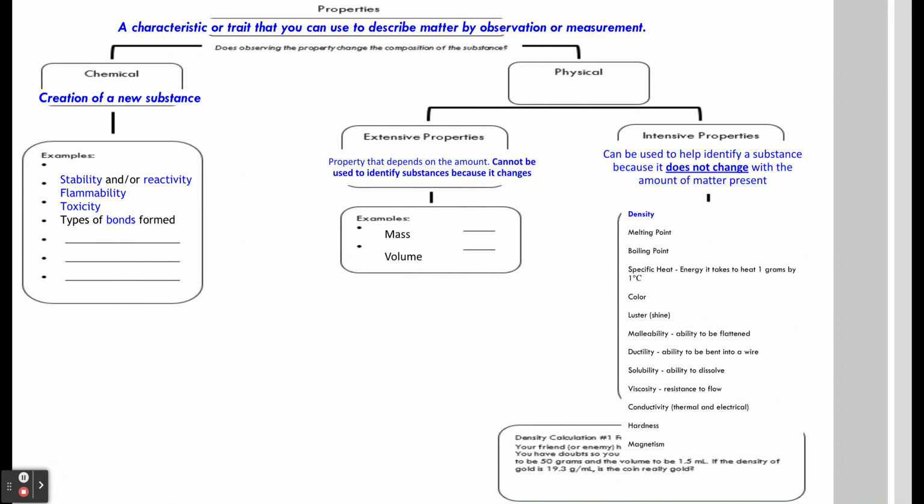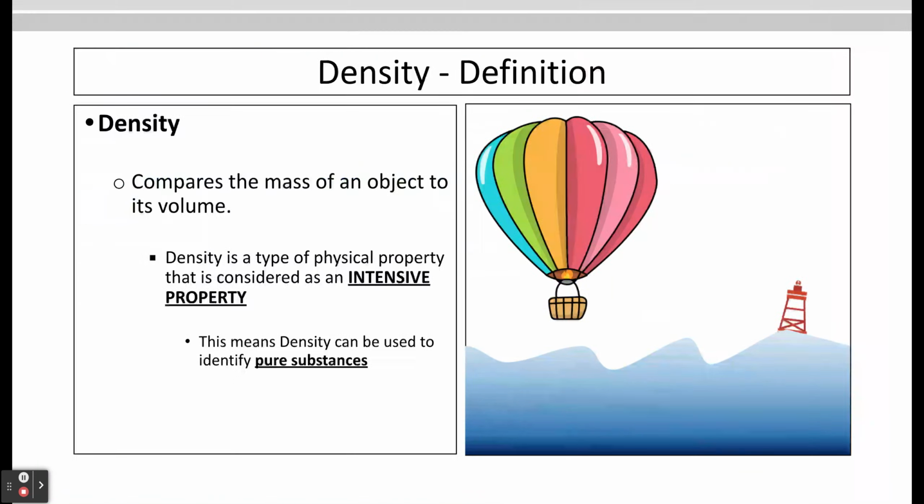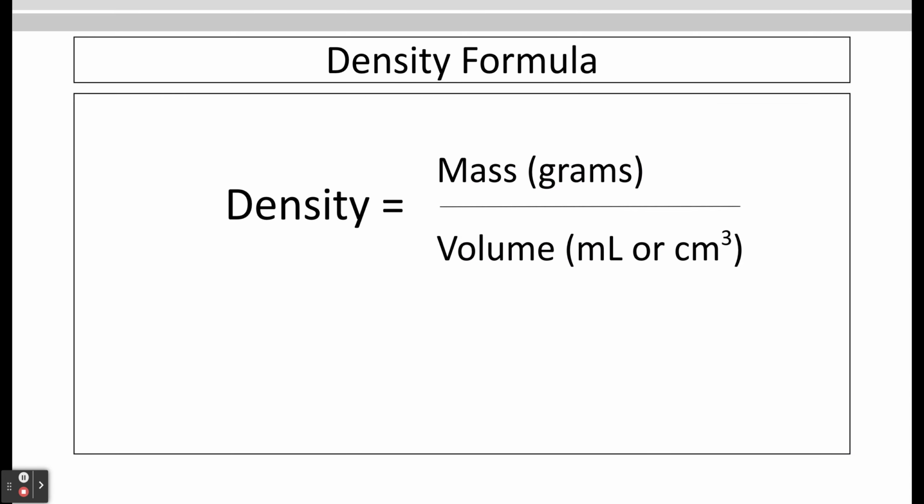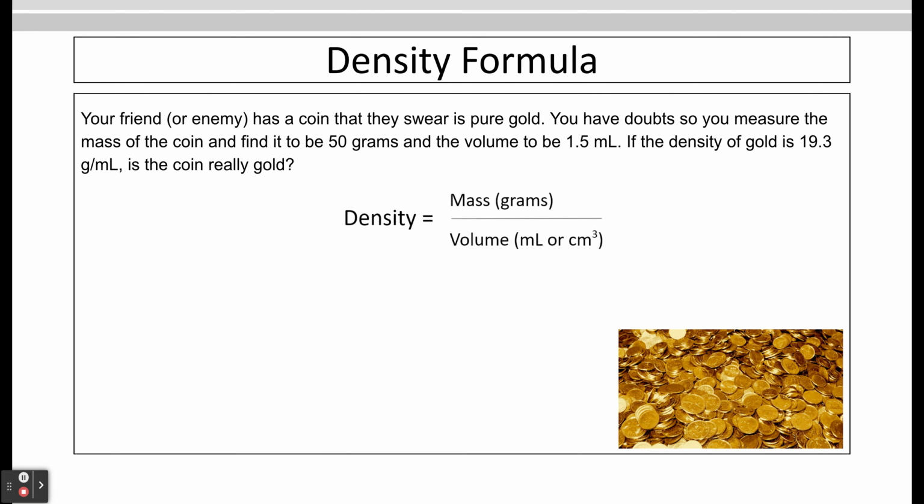So this is what you should have so far, and now we're going to look at density as an intensive property. Density of a pure substance means that no matter how small it gets, you'll always be able to find the density. Density is mass divided by volume. Mass is found in grams, and volume is in milliliters or centimeters cubed.